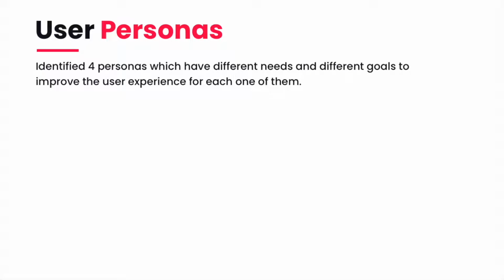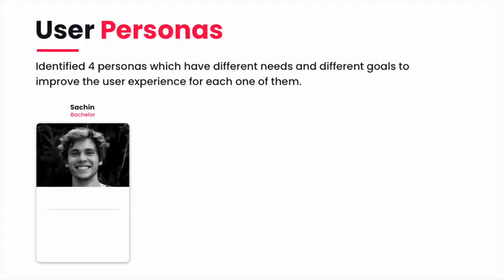User personas. I have identified four personas which have different needs and different goals to improve the user experience for each one of them. For example, my first persona is a bachelor, his name is Sachin and I defined his age range as 18 to 25. Sachin focuses on price and location and usually he stays in a hostel. So his main focus is price. Sachin needs cheap rooms. That's why he mostly stays at a hostel, which is mainly on a sharing basis. So this is Sachin's needs. So this is our first persona.